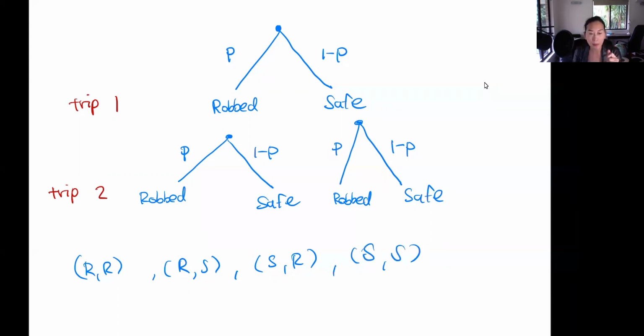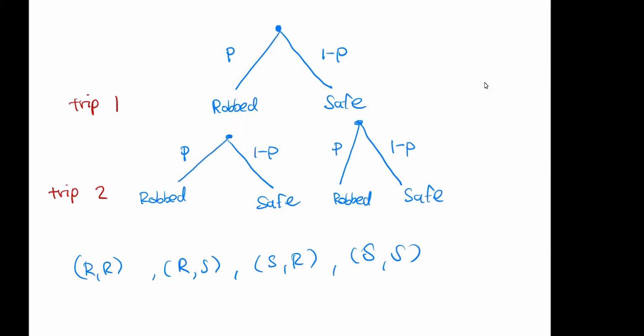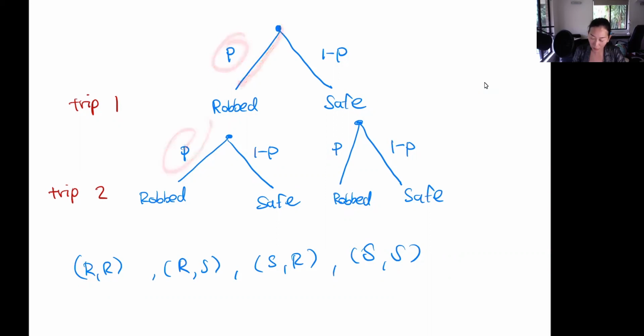Okay, so what about the probability now? Now we identify all the possible mutually exclusive events for this case of taking the money in 2 trips. So we need to know how much is the probability for each event. Rob and rob, what is the probability? Is it P times P? Yes, it's going to be P times P, right? Because you're going this way. Rob-rob will be P times P.